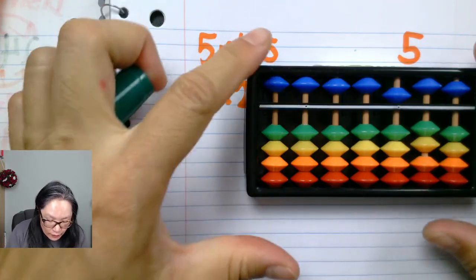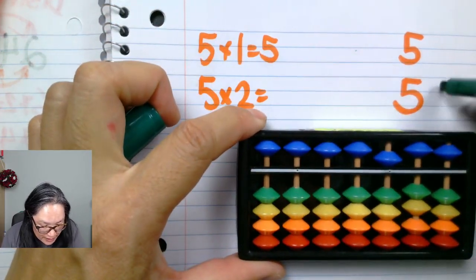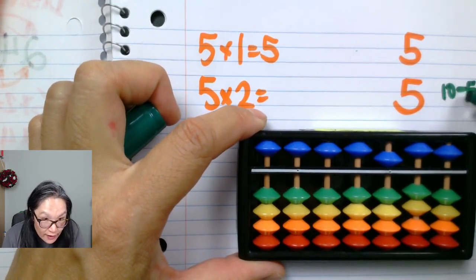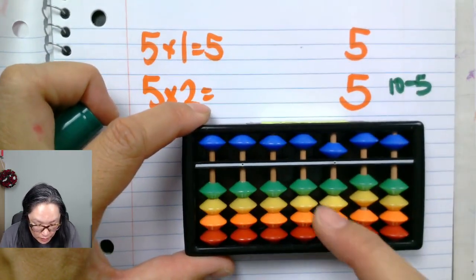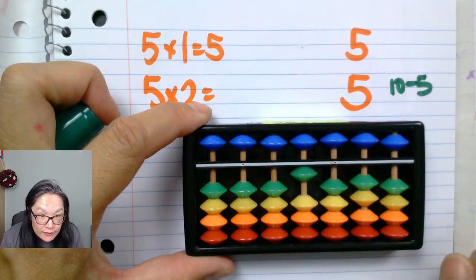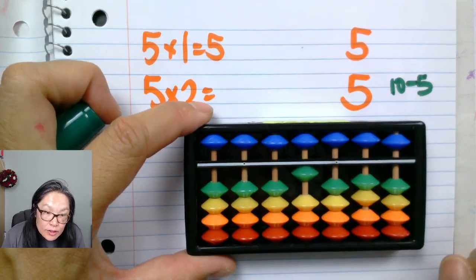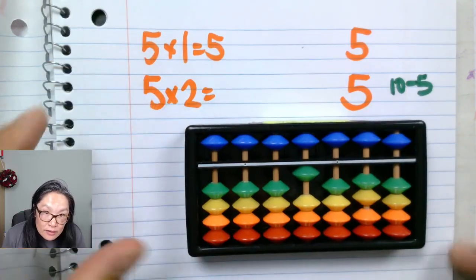When we add a 5, what are we going to do? We need to plus the 10 minus the 5. We're going to plus the 10 minus the 5.